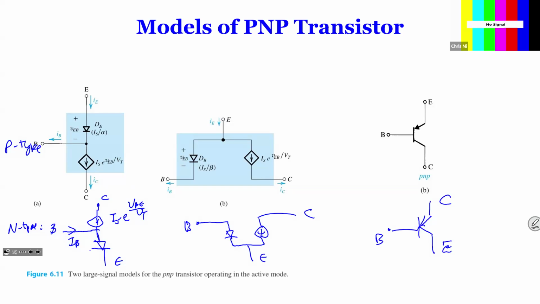Do you guys see the difference between these two? It is simply just, I mean, MOSFET is the same thing. We just flip everything 180 degrees. So this is E up, this is C up. Okay, those are two equivalent circuits.